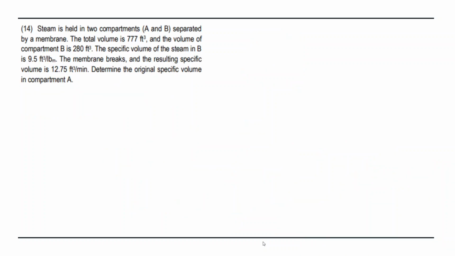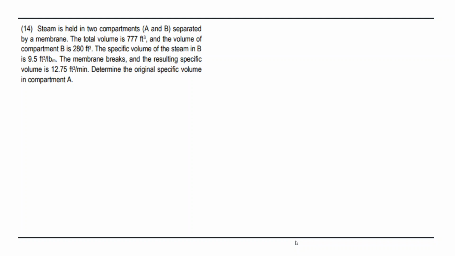Next, number 14. Steam is held in two compartments A and B separated by a membrane. The total volume is 777 feet cube and the volume of compartment B is 280 feet cube. The specific volume of the steam in B is 9.5. The membrane breaks and the resulting specific volume is 12.75 feet cube per minute. Determine the original specific volume in compartment A.